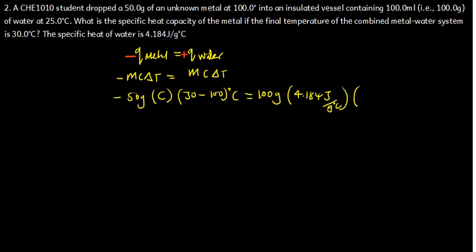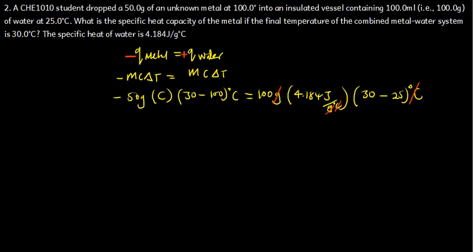Now the change in temperature. The final temperature is 30. The initial for water was 25. This is in degrees Celsius. Now from this we can see that the gram which is here will cancel out with the gram there. The degree Celsius cancels with the degree Celsius there.